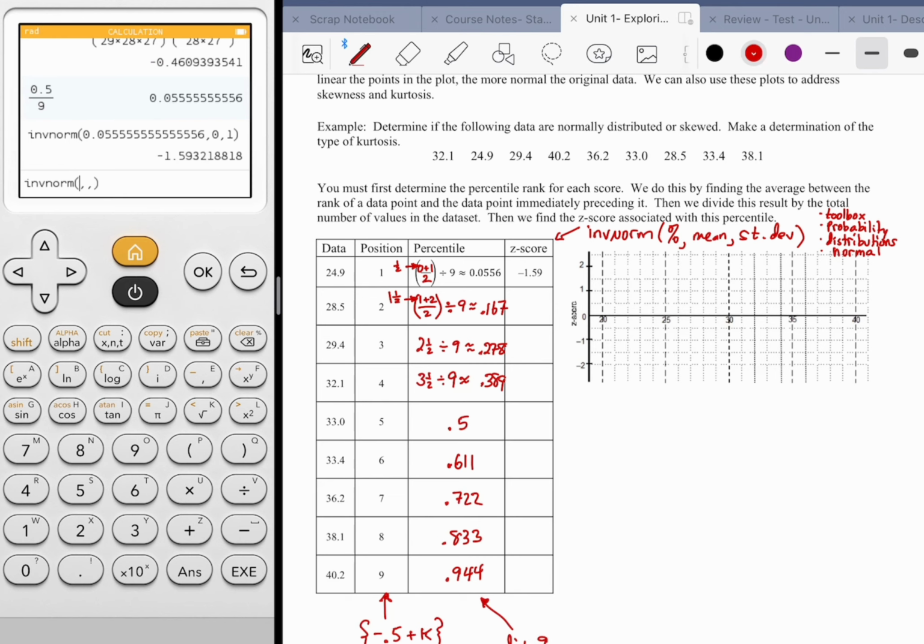But let's say I want to do it for the second one. I could put in a 0.167. The mean and standard deviation should be 0 and 1, because this is a standard normal distribution. Whenever you standardize, you're taking data points and really just transforming them to be on the scale where the mean and standard deviation are both 0 and 1, respectively. So that's the justification for that. And we would get negative 0.966.